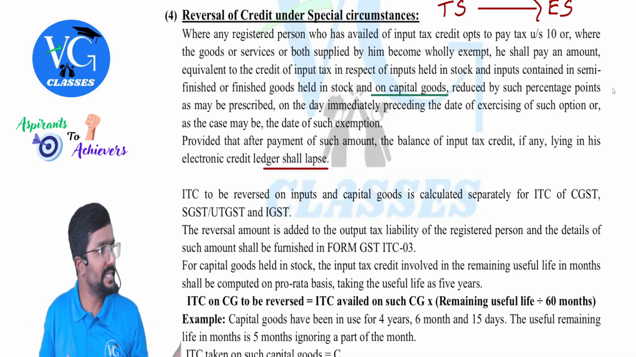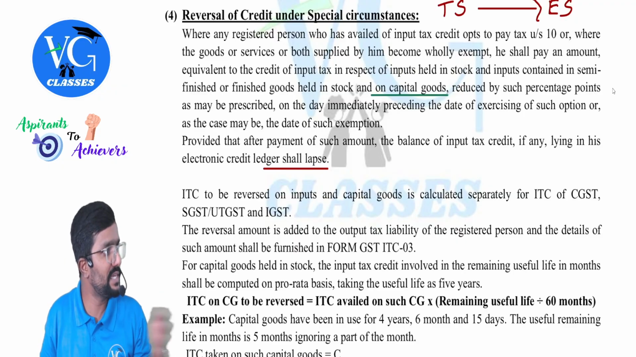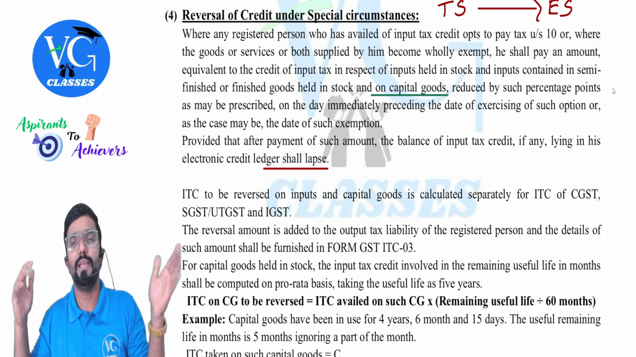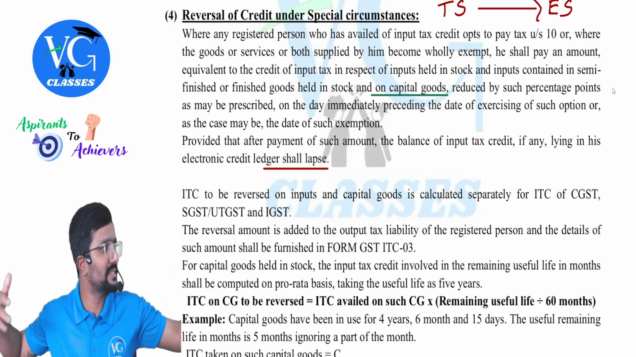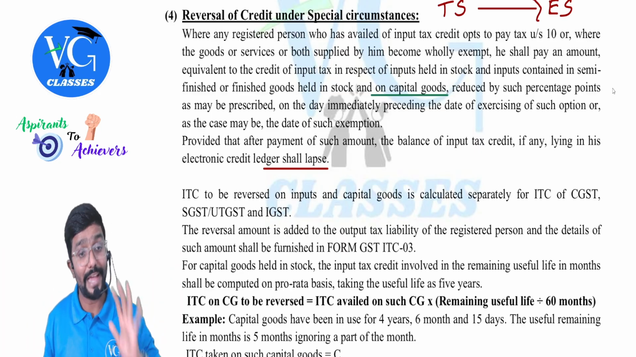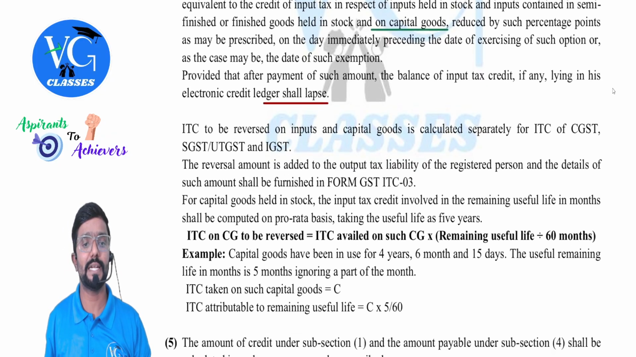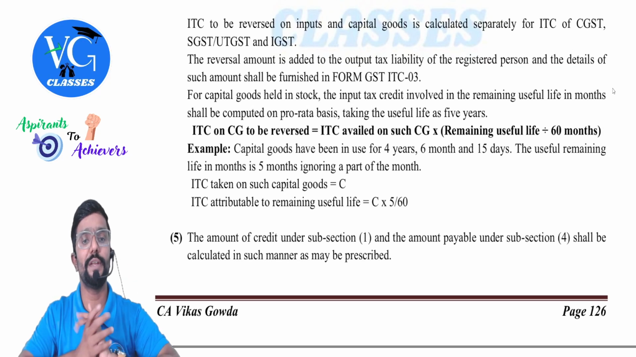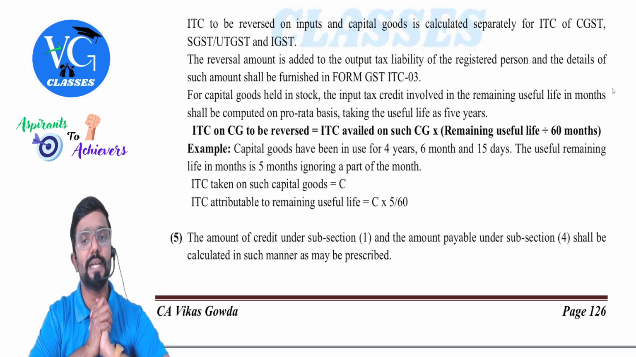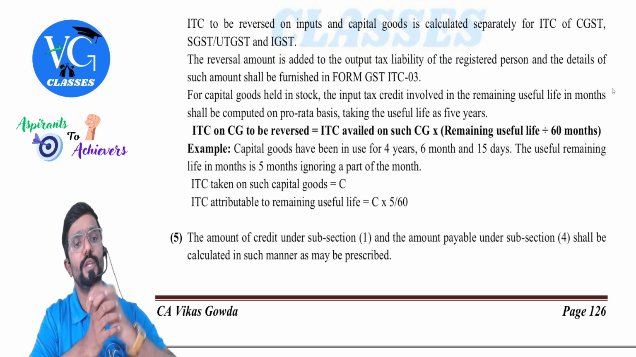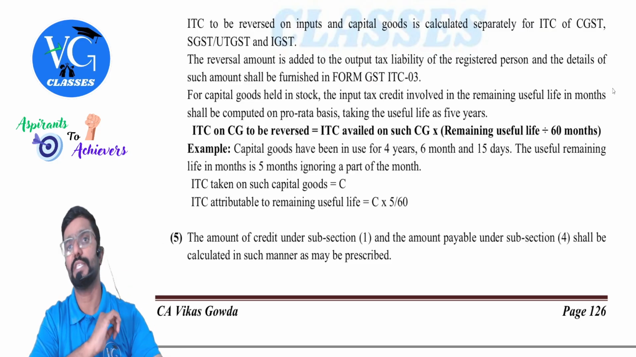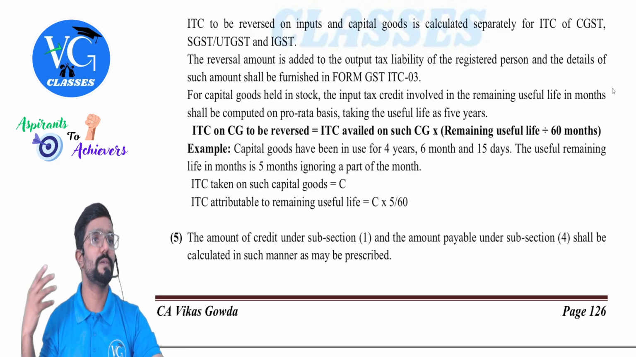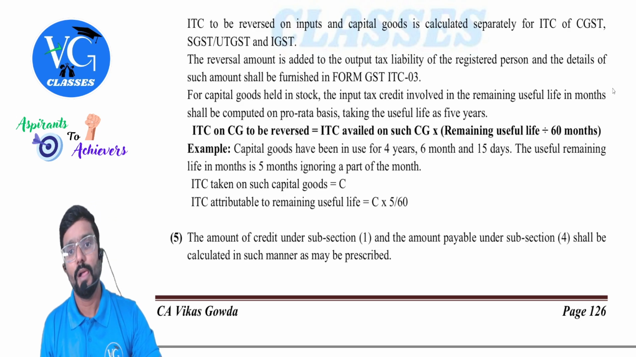And all this ITC, should we calculate overall or tax wise? Tax wise, like IGST separately, CGST separately, SGST separately. But don't worry, in the exam, if there is any question, they will not ask separately. But in practice, we need to calculate it separately. You can observe, I have given it. ITC to be reversed on inputs and capital goods is calculated separately for ITC of CGST, SGST, UTGST and IGST. We need to calculate each of these separately, guys.